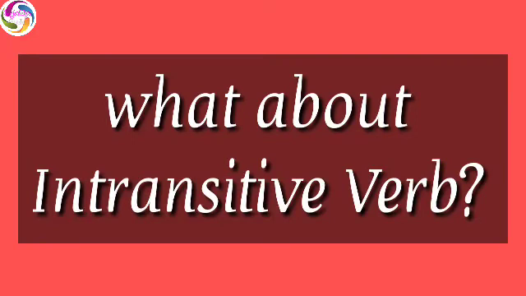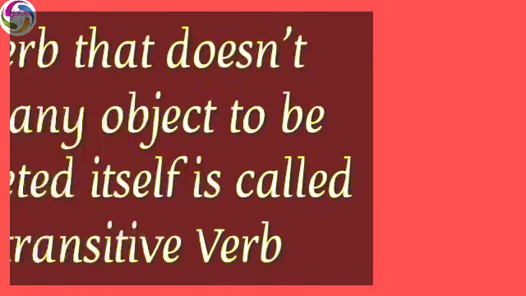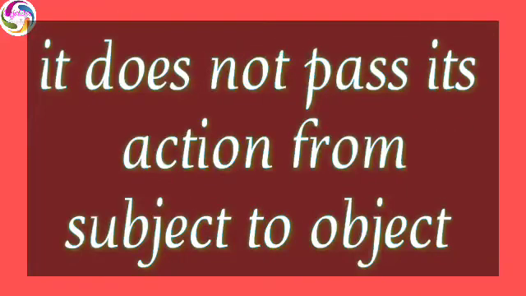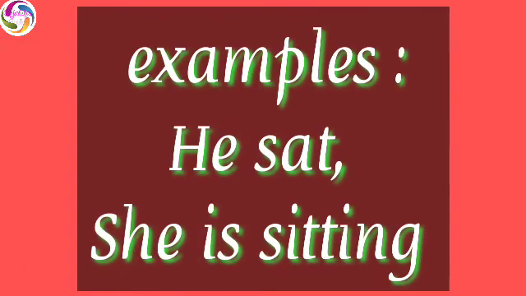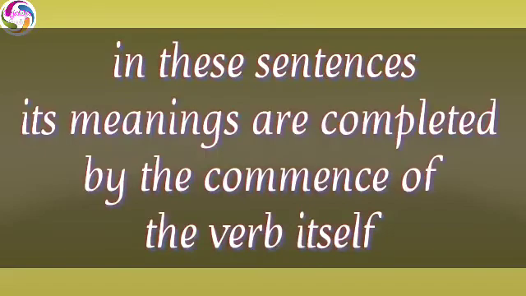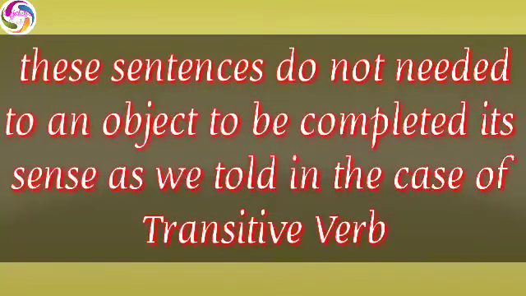Fine. What about an intransitive verb? An intransitive verb is a verb that doesn't need any object to complete itself. It does not pass its action from subject to object. Let's see its examples. He sat, or she is sitting. In these sentences, the meanings are completed by the verbs themselves. These sentences do not need an object to complete their sense, as we told in the case of a transitive verb. That's why it is called an intransitive verb.